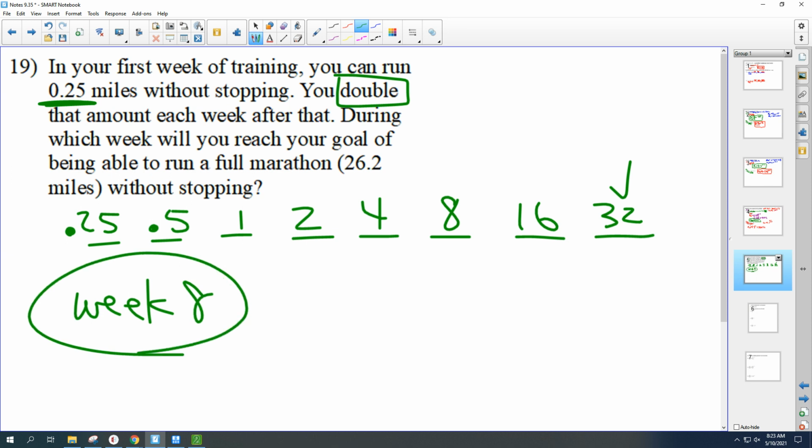Now that's not the only way of doing the problem. Another way of doing the problem is using that nth term formula, but I think this is way easier. We can always just list out the numbers.